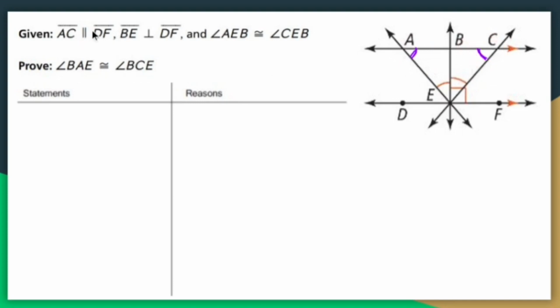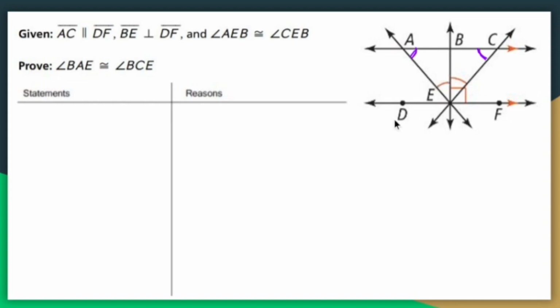So I'm told stuff about parallel lines, so I'm probably going to have to deal with alternate interior angles, or maybe some type of angle, but it looks to me more like alternate interior angles. I'm told that BE, this uppy-downy thing, and DF, this lefty-righty thing, are perpendicular. That gives me the 90-degree angle. I'm also told that AEB and CEB are the same.